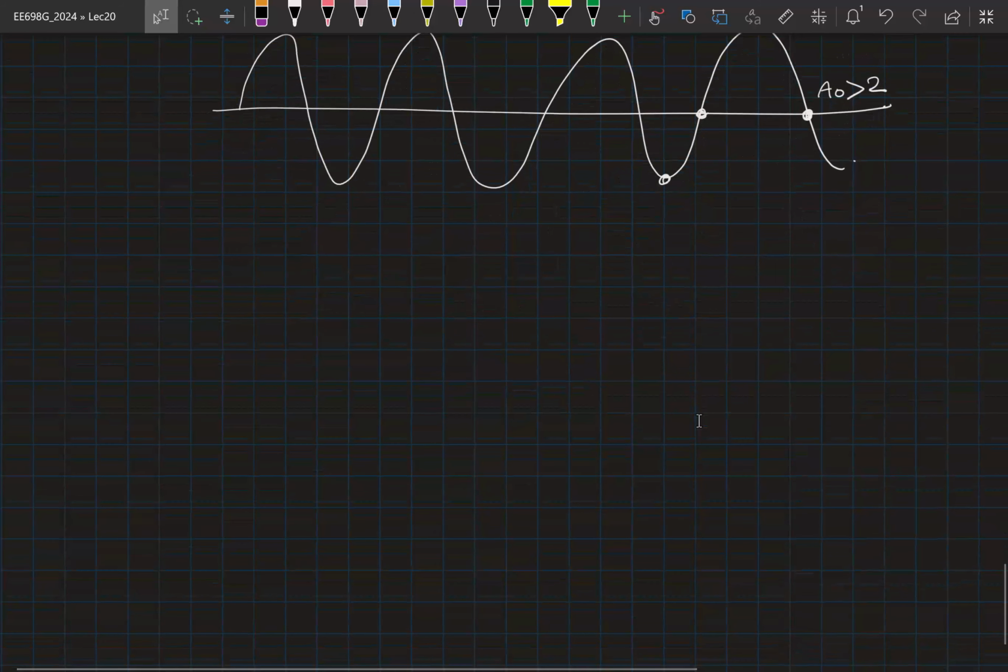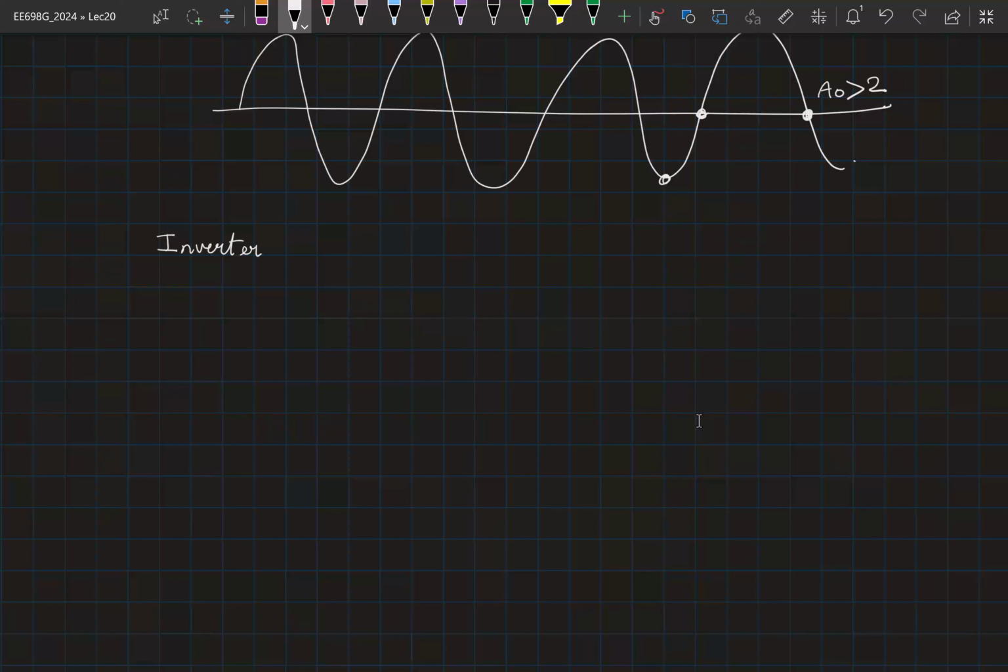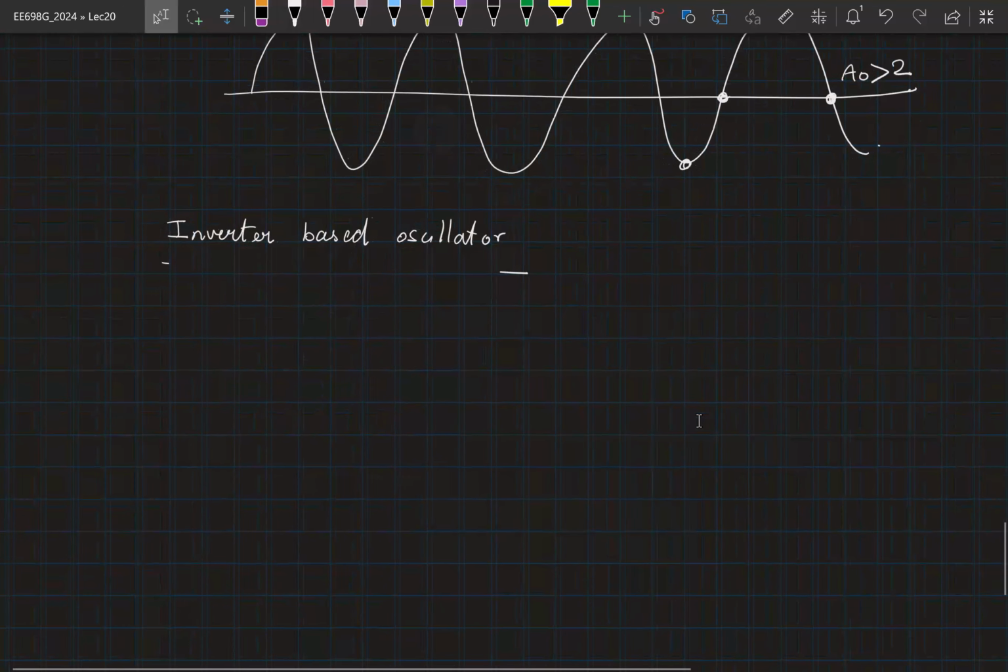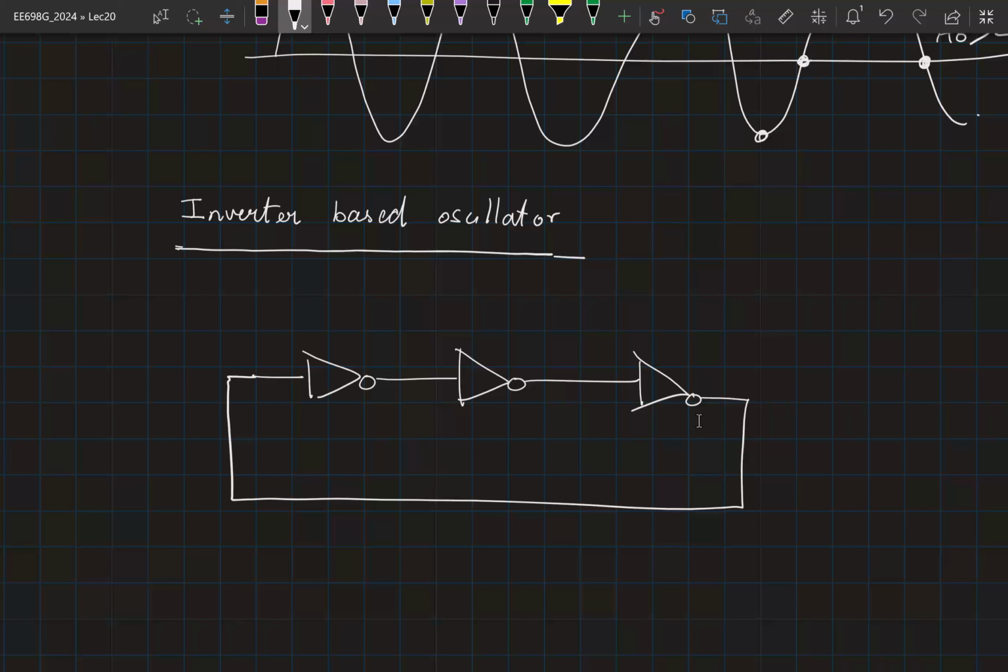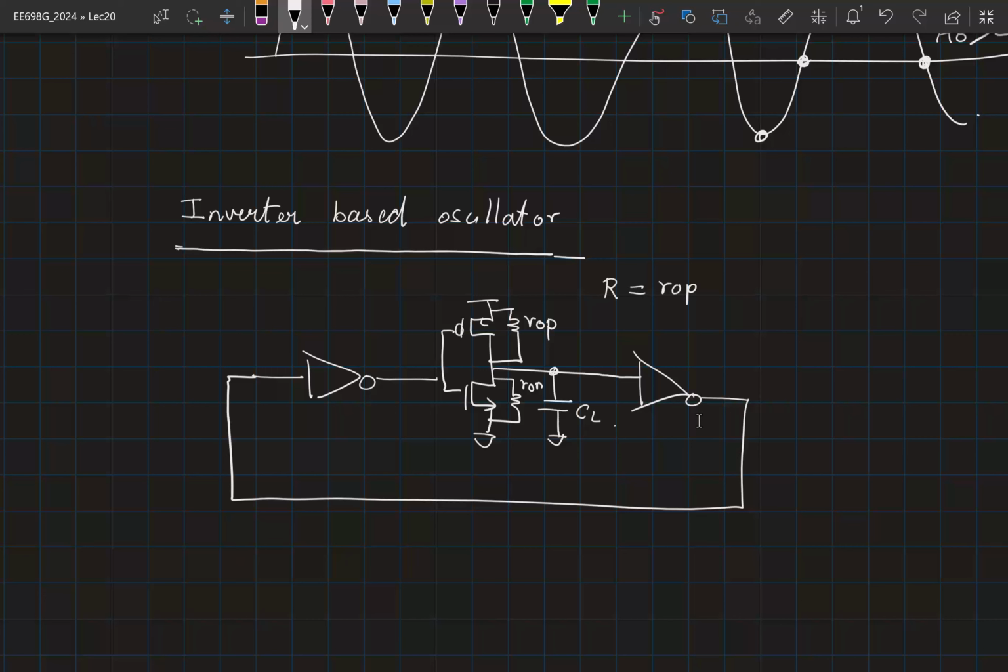Right. Let's say I took an inverter based oscillator, which basically at this point is just a fancy way of saying that I took 3 inverters together and put it in a loop. Now, if I wanted to calculate the criteria for oscillation based on Barkhausen's criteria, I can think of each inverter like this, where I club all the capacitance associated with this node to a CL. I consider the channel length modulation. So this will give me an ROP on the PMOS and an RON on the NMOS side. All right. So the effective resistance at that node will be some ROP parallel RON.